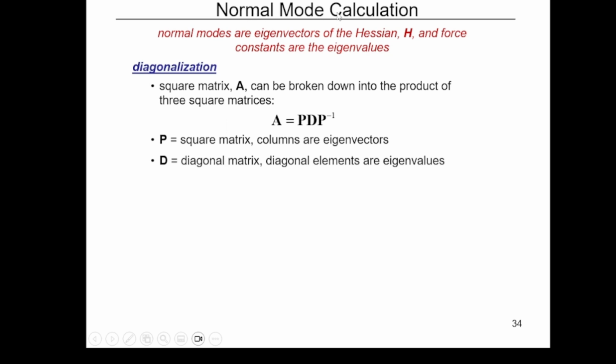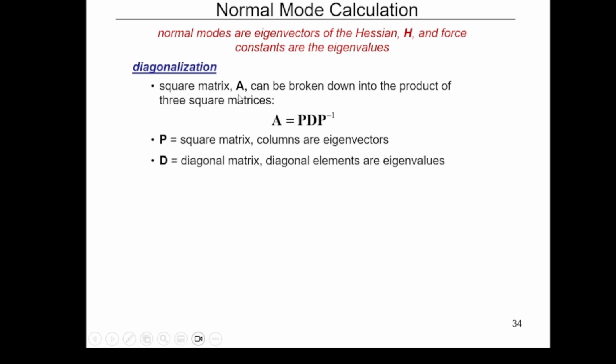So normal mode calculation is actually coming from the Hessian. Normal modes are eigenvectors of the Hessian, and force constants are the eigenvalues. To solve this Hessian matrix, we take the approach of diagonalization, where a square matrix can be broken down into the product of three square matrices.